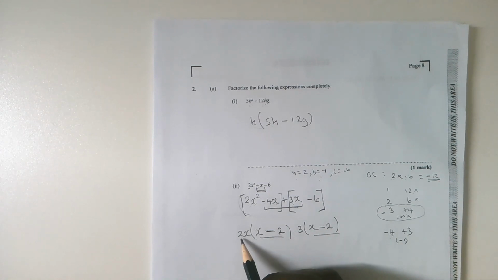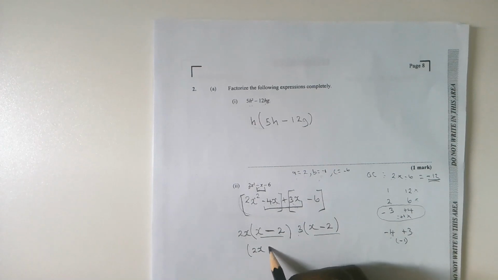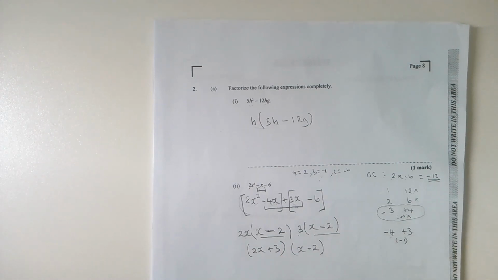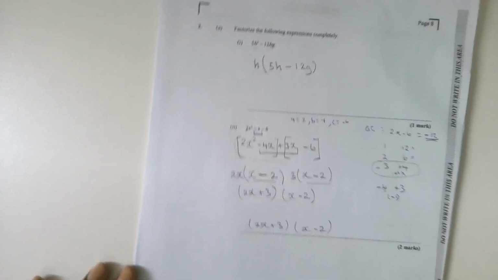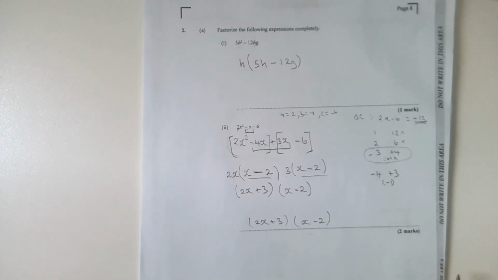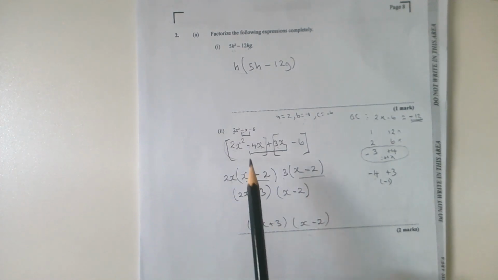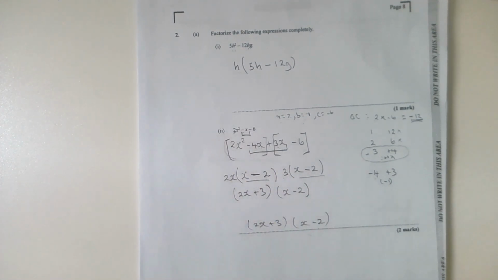So rewriting this value and this value is going to create our second bracket. So we're going to have 2x plus 3, and then we're going to have x minus 2, which is our answer. And if we were to multiply out these brackets, we're going to end up back with our original expression.